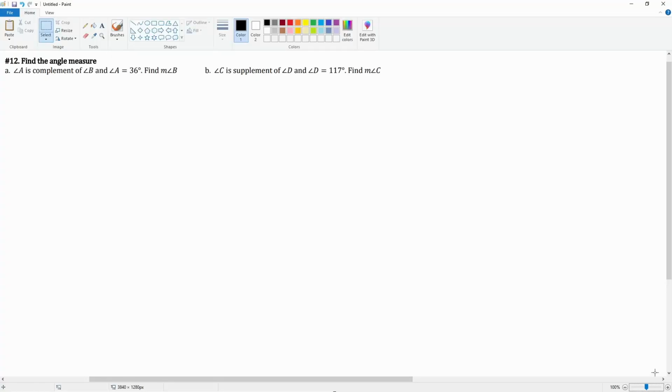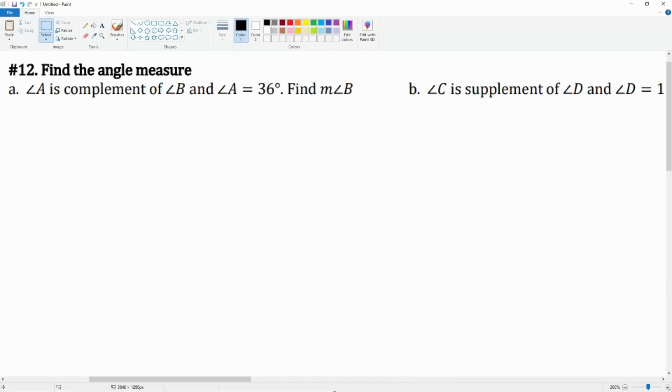Let's look at question 12 here. It asks us, angle A is complementary of angle B. If we know angle A is 36, what is angle B? Well, the key word here is looking at the word complementary. Complementary means that the two angles add up to 90 degrees. So that means angle A plus angle B have to add up to 90 degrees.